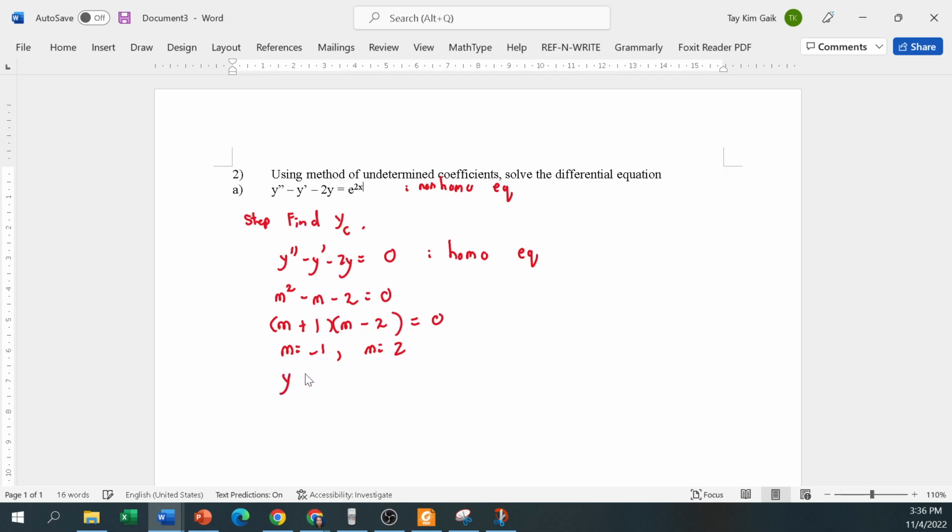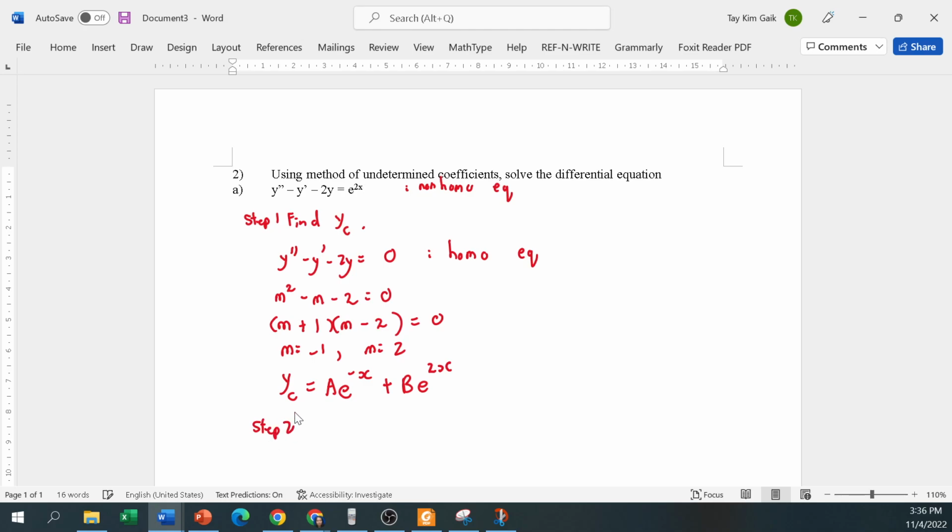Now because this is a non-homogeneous equation, we label the solution for the homogeneous equation as yC, which is a e to the power of M1, which is -1, so negative x, plus b e to the power 2x. So this is yC, step number 1.